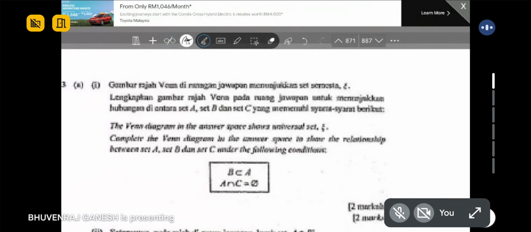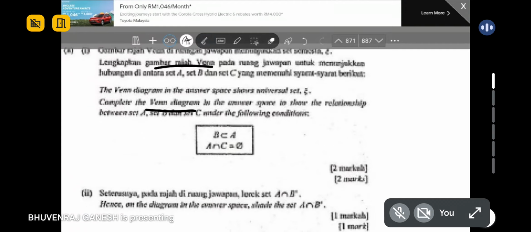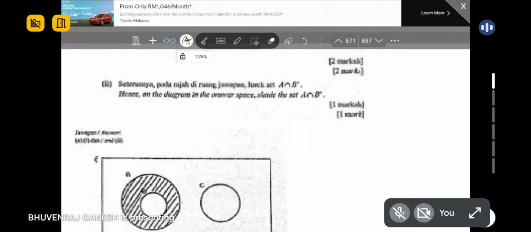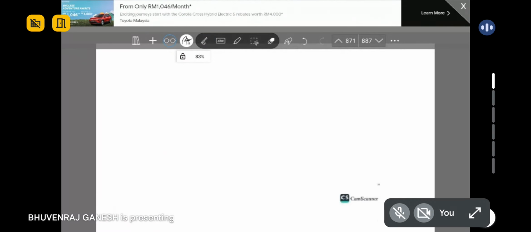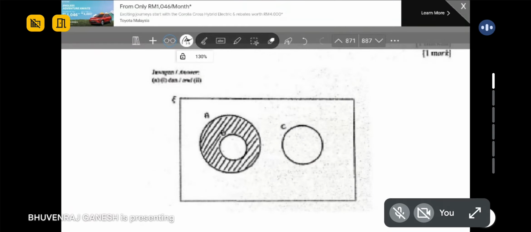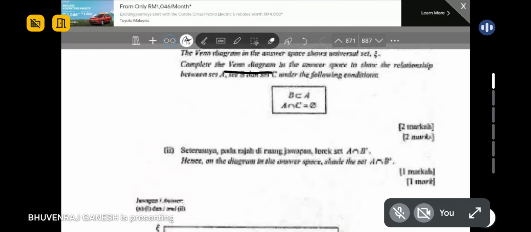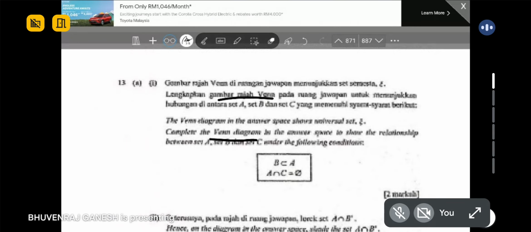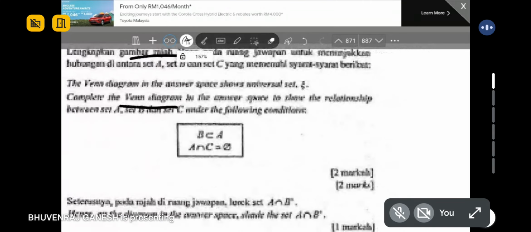So for this one, guys, they ask you to complete the Venn diagram. Kamu kena lengkapkan gambar rajah Venn. Okay, so B is a subset of A. Okay. So you guys can see the answer here. Okay, B is a subset of A and C, A intersect C is the null set. Okay, this one is actually called a null set or empty set.